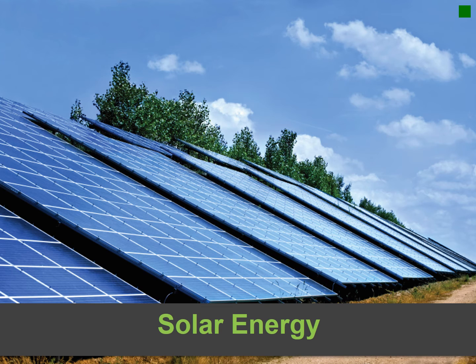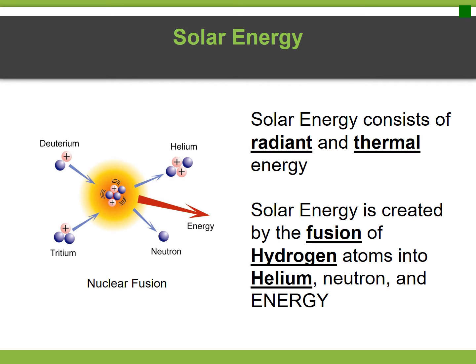Today's focus is going to be on solar energy. Solar energy consists of both radiant and thermal, which we've talked about since the beginning of the school year. Okay, what is radiant, which we'll also talk about in another slide? That is light energy. And obviously we know the sun provides light energy. We also know that it provides thermal energy, which is our form of heat energy. Okay, so it provides us both with light and heat.